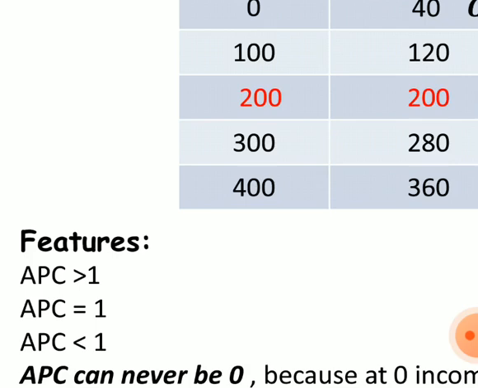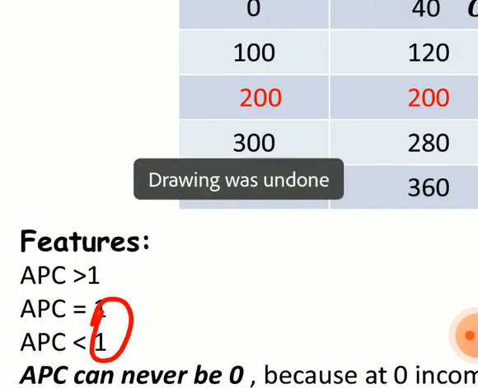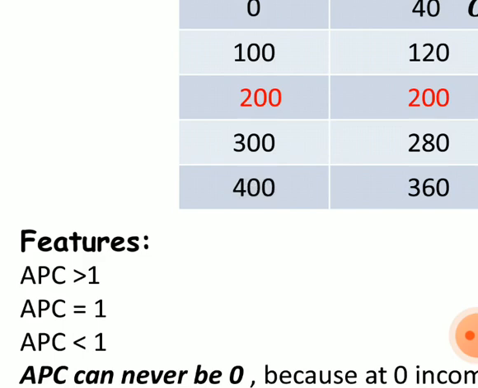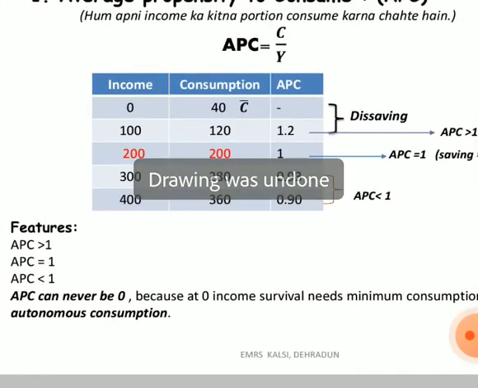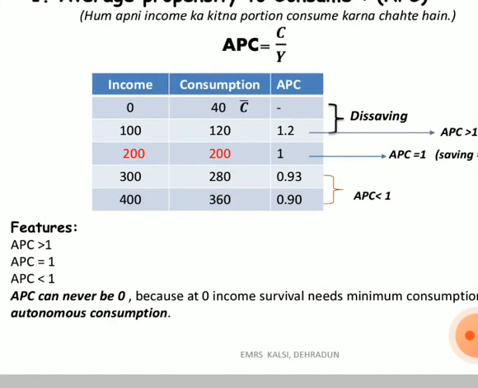This APC shows the consumption. So when APC is less than 1, 1 means income. This 1 is income and this APC is consumption. So APC less than 1 means we are earning more and consuming less. Now the fourth and most important: APC can never be 0. Why? Because at 0 level of income, we need some minimum consumption for survival, which is called autonomous consumption. Okay, so these are the 4 characteristics, 4 features of APC.